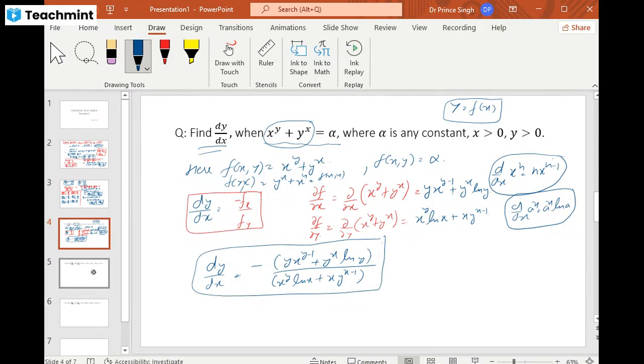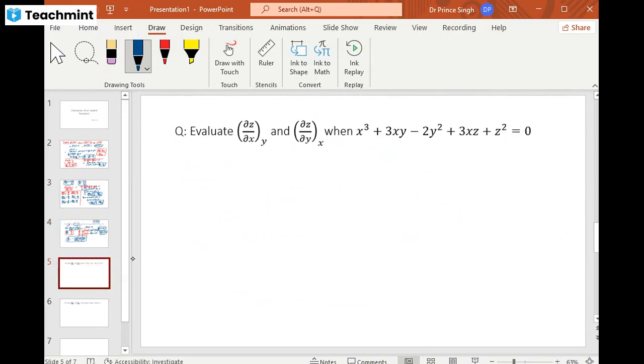Okay, now let us consider another problem. This time we are considering a function of three variables: x cubed plus 3xy minus 2y square plus 3xz plus z square. In this case, we need to find curly z upon curly x and curly z upon curly y. But these two terms contain z, so it is not possible to separate z as a function of x and y. It is not possible to express it in this way. So again, it is a problem of an implicit function.